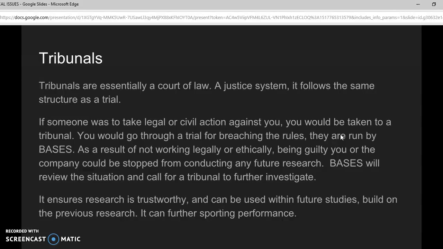BASES will review the situation and call for a tribunal to further investigate. It ensures research is trustworthy and it can be used within future studies and build on the previous research done. It can also further sporting performances.